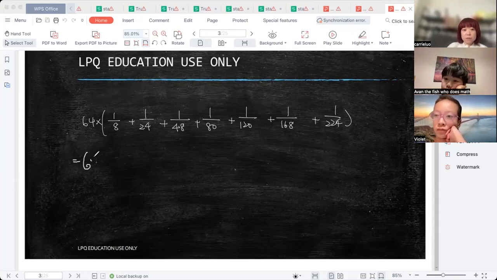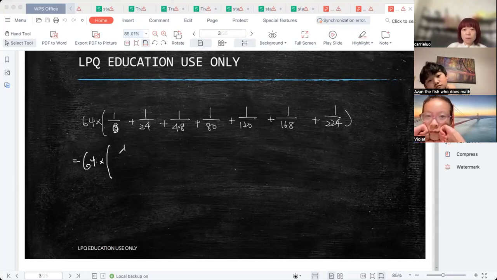But let's see, 64 times 1 over 8. We know the denominator is the product of two numbers, right? So 8 could be what? 1 over 1 times 8 or 1 over 2 times 4. Okay, so in order to make all of them in one line, I want to make a pattern like all of them are connected to each other.